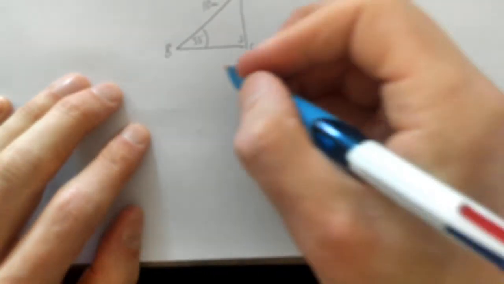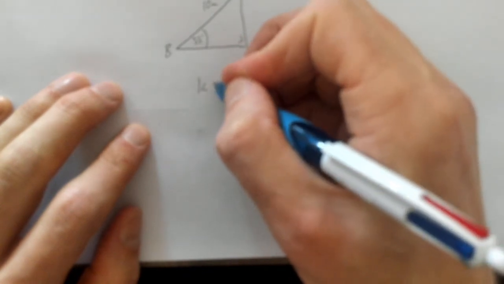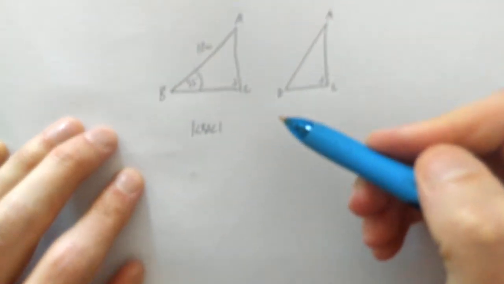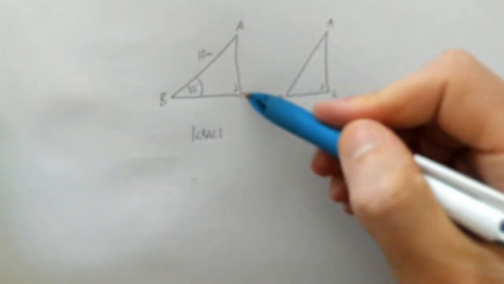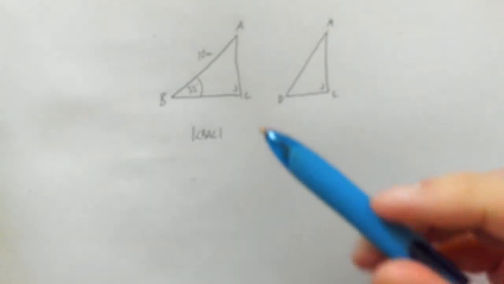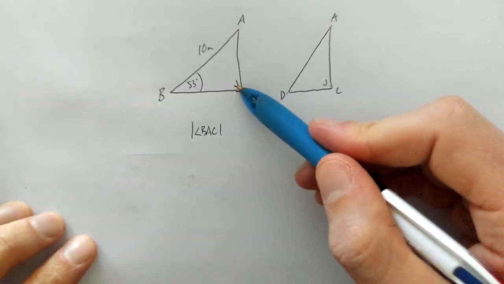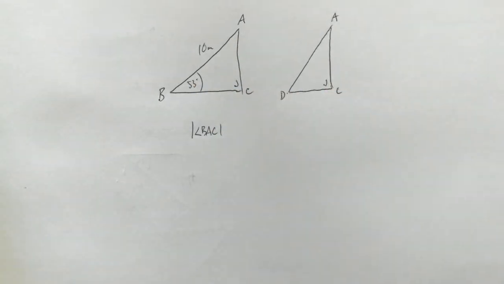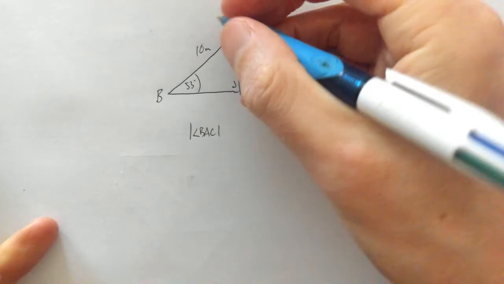So the first part is to write out the angle BAC. We don't need trigonometry for that, we just know the angle. This is 90, that's 53. Angles in a triangle add up to 180. So we take away: 180 minus 53 equals 37.